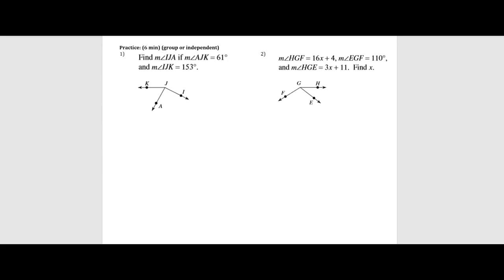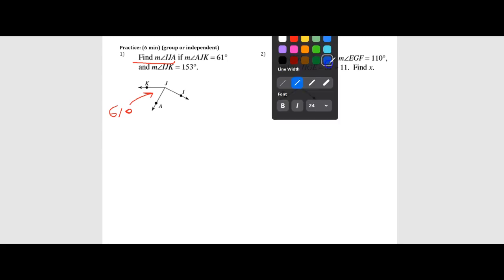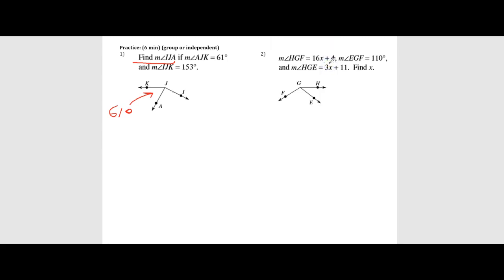Because right now our diagram doesn't have any measurements in there, but we can clearly see that the problem does give us some. So we need to find the measurement of IJA, and we know that the measurement of AJK is 61 degrees. So this measurement in here, 61 degrees, and IJK, so IJK is the entire angle.